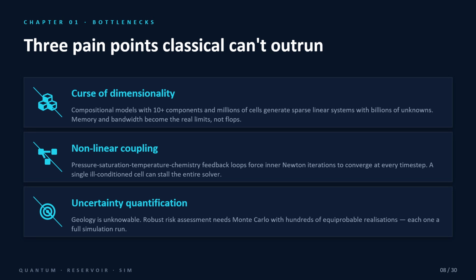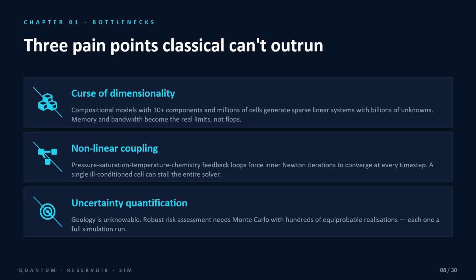The second is nonlinear coupling. Reservoir simulators solve pressure, saturation, composition, temperature, and chemistry together. These variables influence each other. For example, pressure changes affect flow, flow changes saturation, saturation changes mobility, and chemistry changes rock-fluid interactions. This requires repeated Newton iterations.